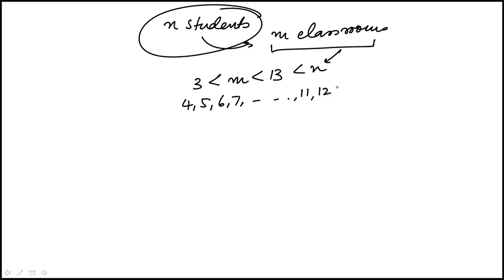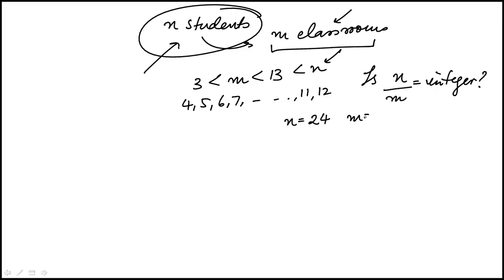And the question is, is it possible to assign each of these n students equally amongst m classrooms? So this is actually a number property problem where they're essentially asking, is n divided by m an integer? For example, here, if n was 24 and m was 4, yes, I can assign 24 students equally amongst 4 classes. Each class would have 6. So that would answer this particular question as yes. And we need to determine whether there's a definite yes or definite no.